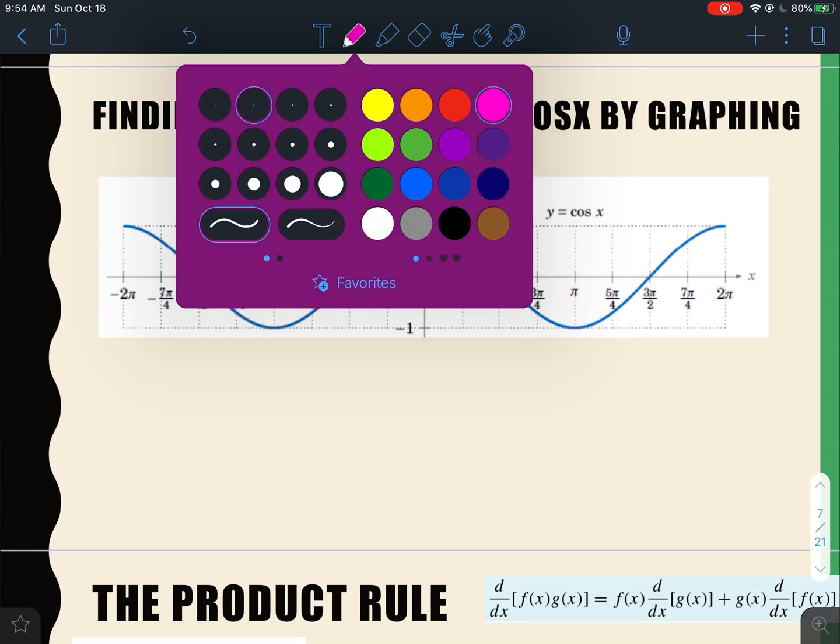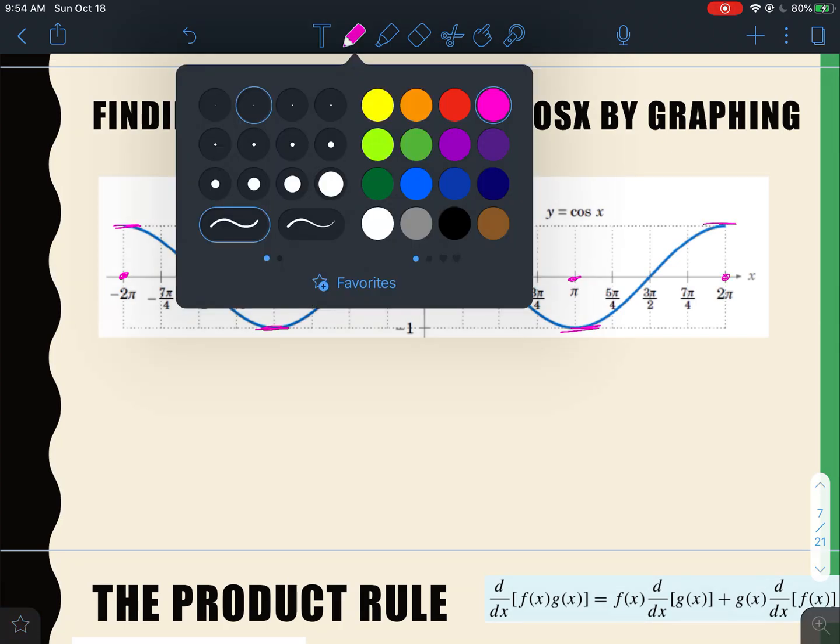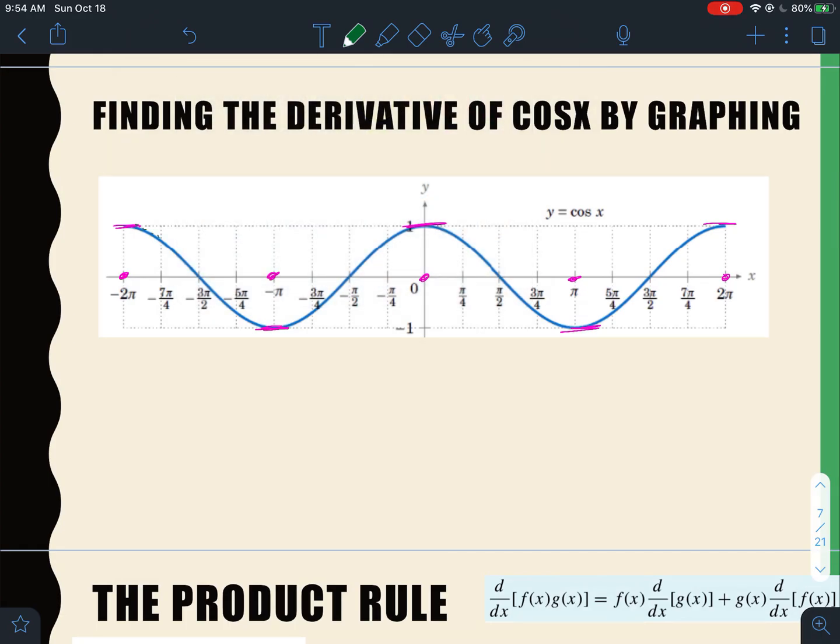If we wanted to find the derivative of cosine by graphing, we'll go through the exact same process. So the slope of the tangent line would be 0 at negative 2 pi, negative pi, at 0, at pi, and at 2 pi. And then the original function is decreasing between negative 2 pi and negative pi. So the slopes of the tangent lines would be negative, so the derivative would be negative. So it exists below the x-axis.